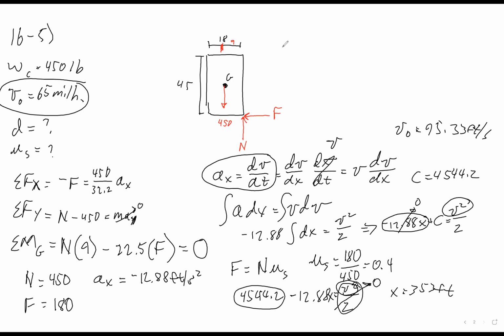Okay, so let me rewrite again that final equation. 4,544, I'm just going to round off, minus 12.88x, a position, equal to a velocity squared over 2. So we took our acceleration, that is velocity as a function of time, and we ended up with an equation that has position and velocity. This was derived from an acceleration value. So this is describing our truck's or crate's acceleration, but with distance and velocity terms. That's why this is so convenient.